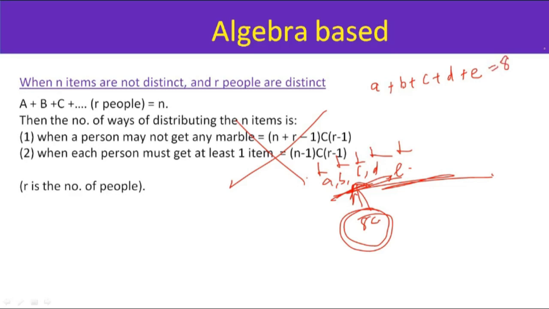So whenever there is an equation of this form, A plus B plus C plus D plus E equals 8, such that all the variables are greater than or equal to 0, right? Because anyone can have 0, anyone can have 1, 2, 3, 4, 5, 6, 7, 8. There is no constraint at all that this person has to have a minimum of 1 or 2 or 3.